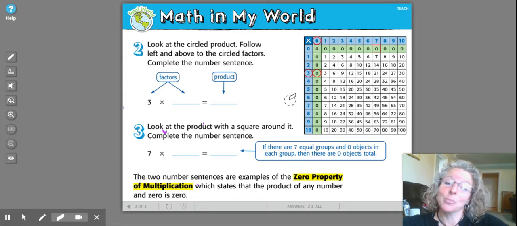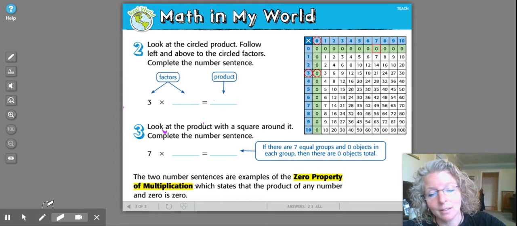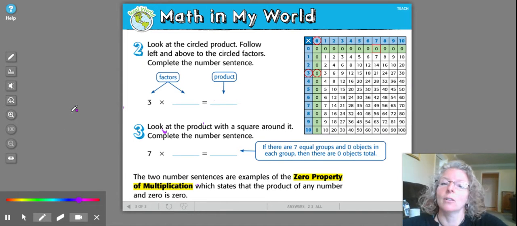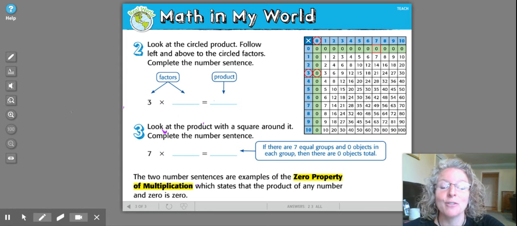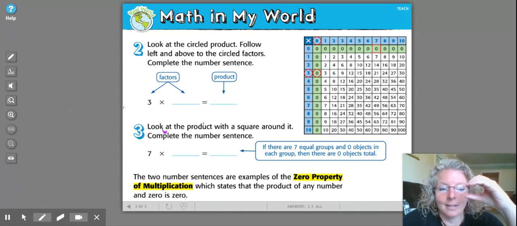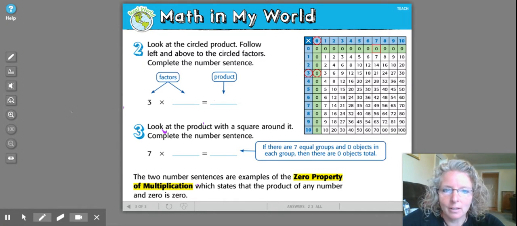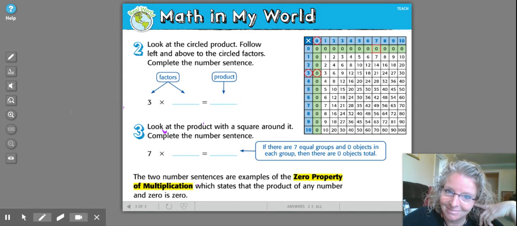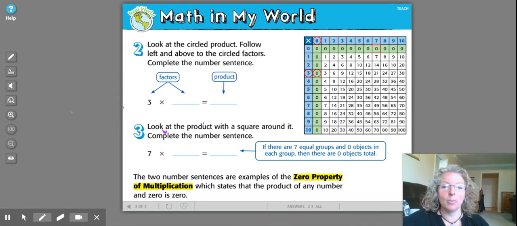Now, the second property might be the easiest property that we talk about all year. It's called the zero property of multiplication. And guess what number it's about? 0. If you multiply by 0, the answer is always 0. That's the zero property of multiplication.